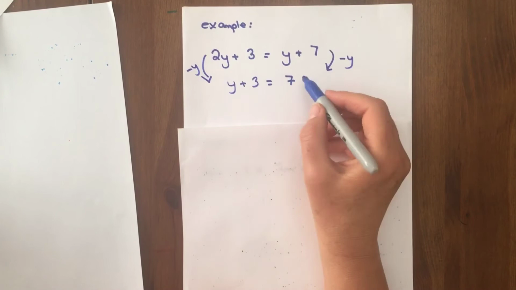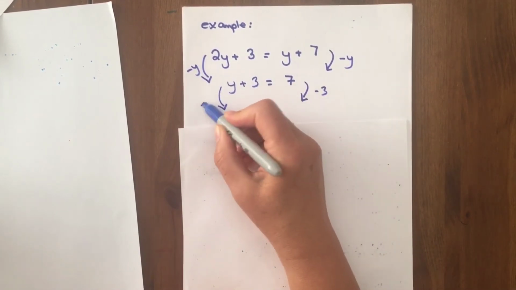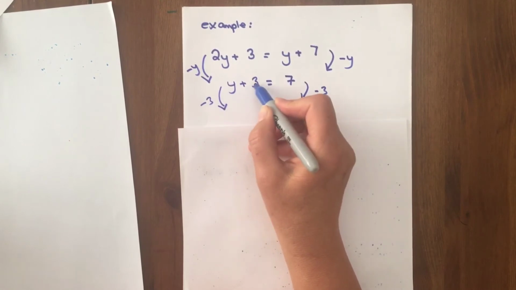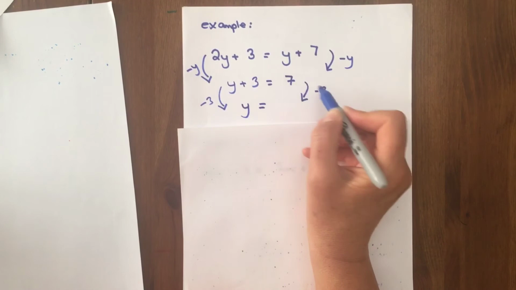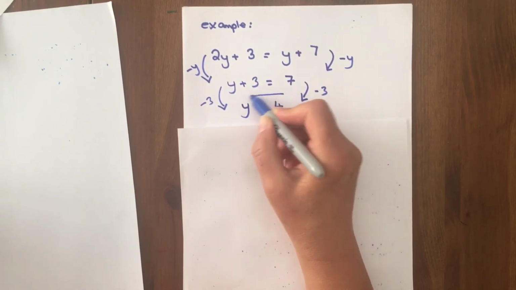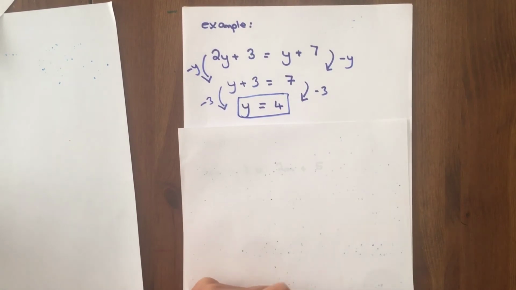What can I do here? Well, I can take away 3 from both sides of the equation. Okay, so 3 take away 3 is nothing, so I'm just left with y. 7 take away 3 is 4. So here's my answer.